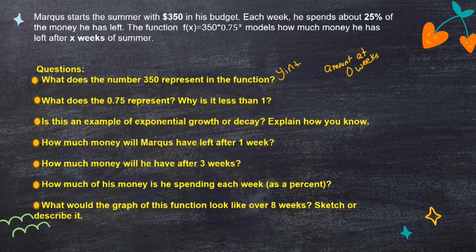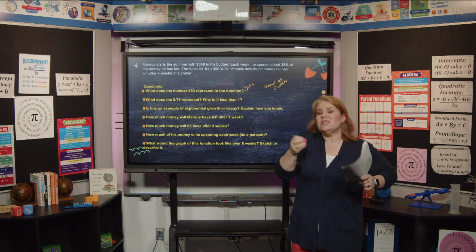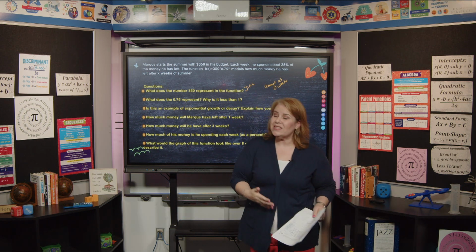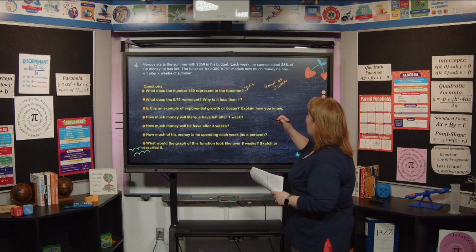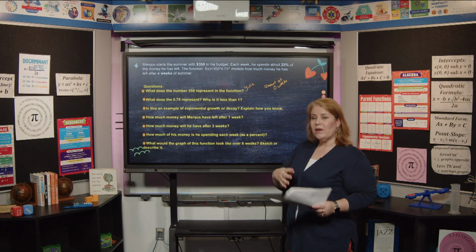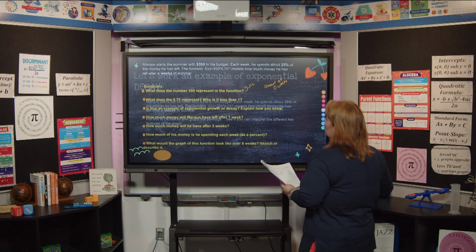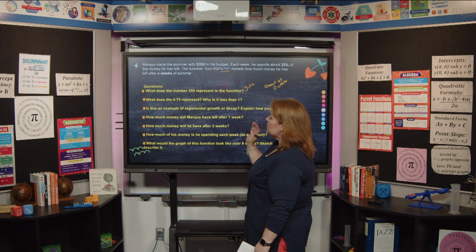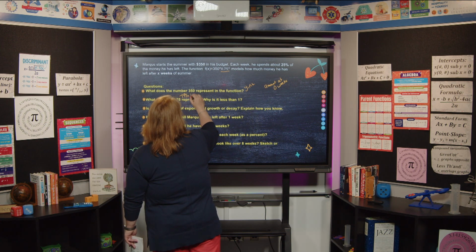So the next one says, what does the 0.75 represent, and why is it less than 1? Okay, so if you remember in the passage, he's spending 25% of it. So then if he spends 25%, how much is left? 75%. So when I'm looking at how much is left after so many weeks, I need to know it's 75% is the amount that's left of the money. So that's why we have that 0.75. So that's 75% that is left.